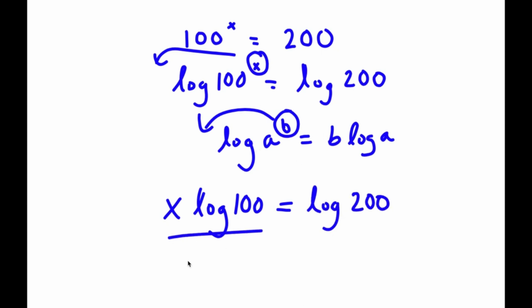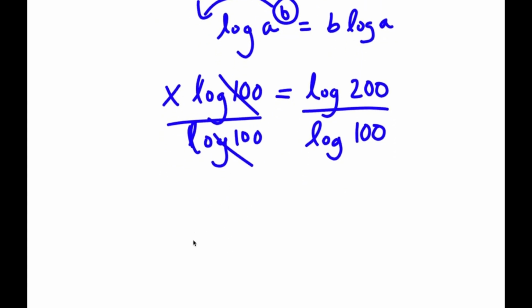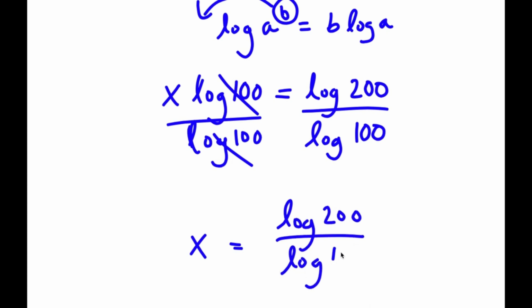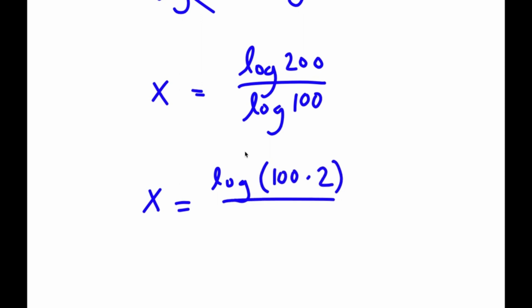Now, if I divide both sides by log 100, these two cancel out, and I have x is equal to log 200 over log 100. Now, log 200 I can rewrite as log 100 times 2. Now I have this over log 100.